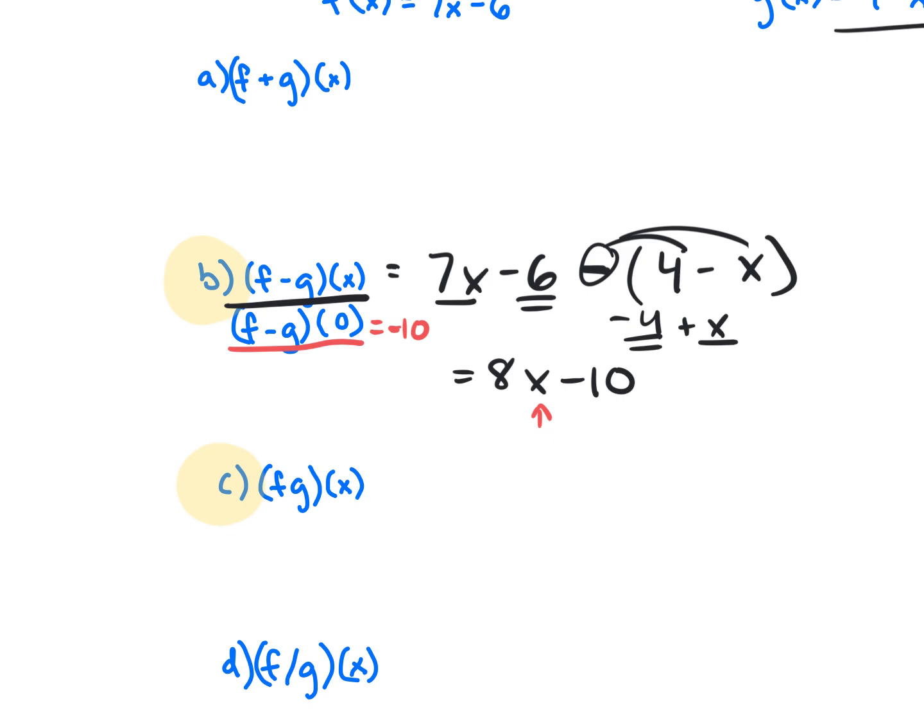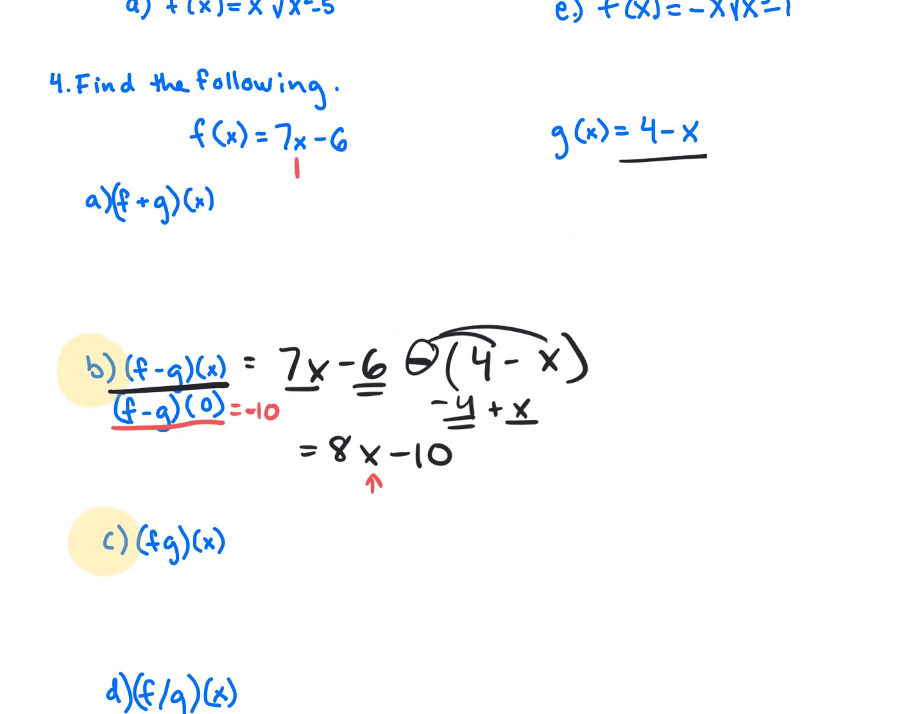Or if you wanted to, you could find them separately. Plug in 0 into the x here, 0 into the x for g. Get your answers and then just subtract them. So you could either find f minus g of x and then plug in the number it tells you, or plug in the number it tells you and then subtract them. Any questions here?